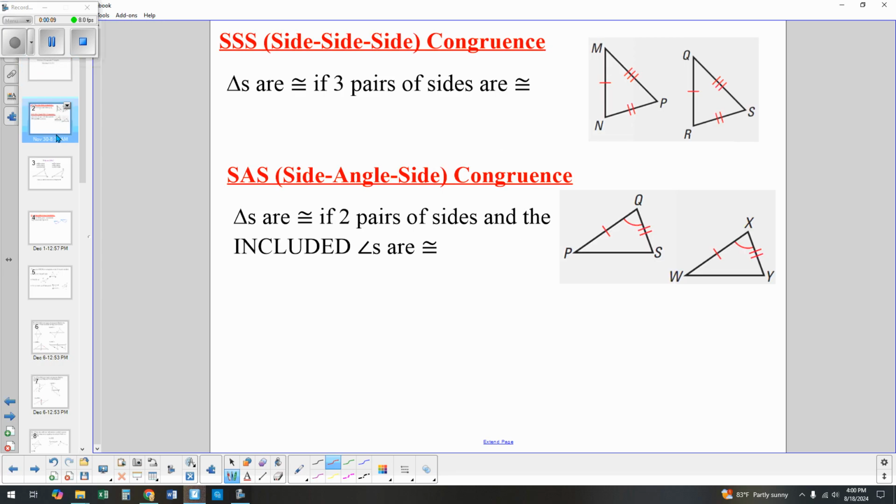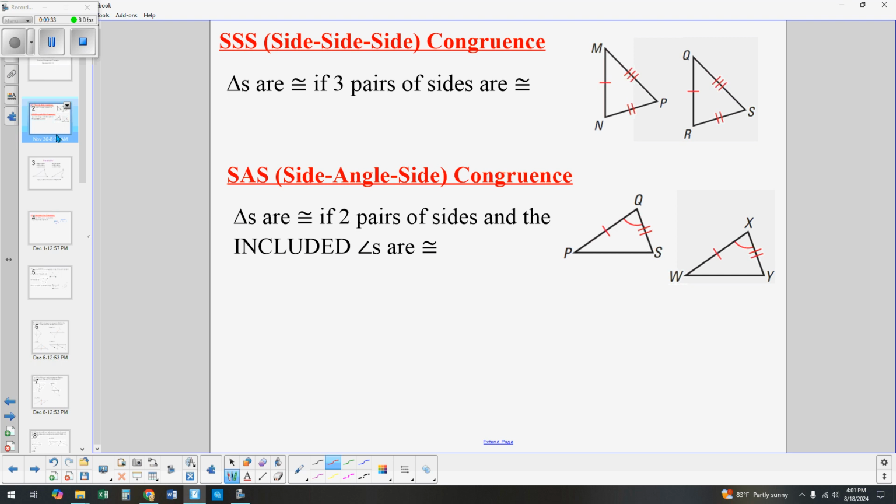So since we don't want to have to prove every single side is congruent and every single angle is congruent in triangles to prove that they're congruent, we're going to learn some shortcuts, and there's going to be 3 that we learn today. The first 2 are side, side, side congruence, or SSS, and that's if you know that all 3 pairs of sides match, you're good. You don't need to know anything about the angles to say that the triangles are congruent.